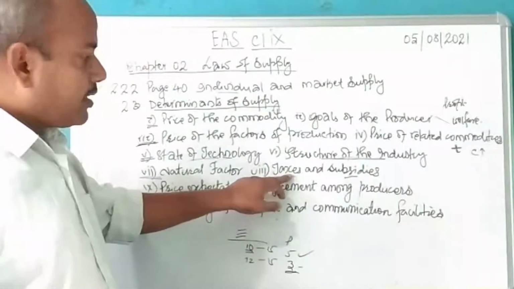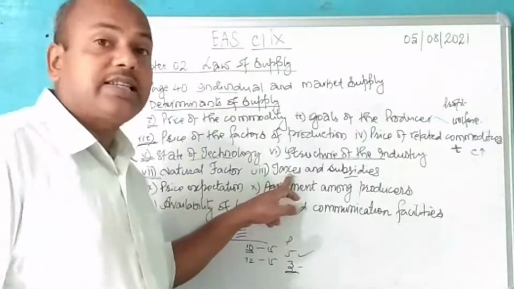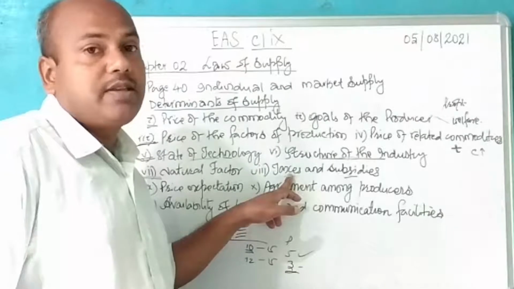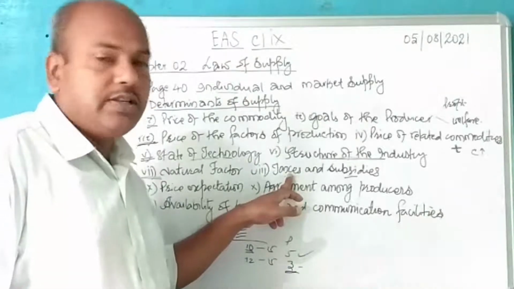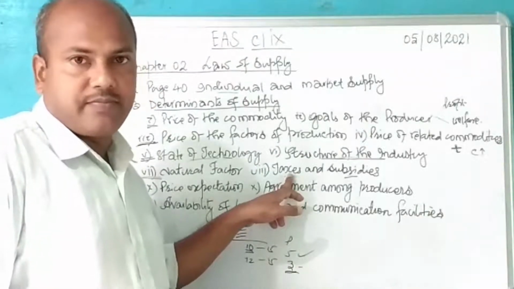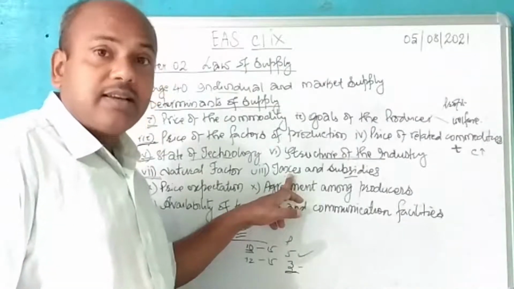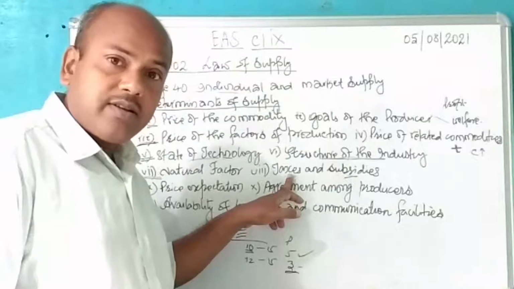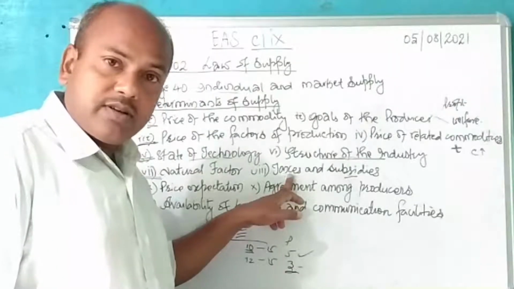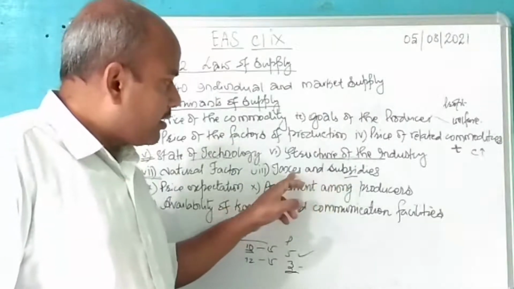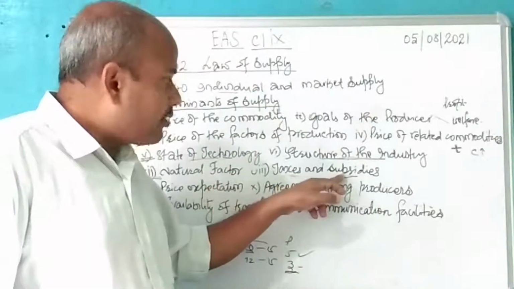Now, if the taxes are higher, commodities become expensive, demand will be less, supply also will be less, profit will be less. Okay, but if the taxes are less, commodities will be cheaper, profit will be more to the producer, hence they will supply more. This is about taxes. Now about subsidies.